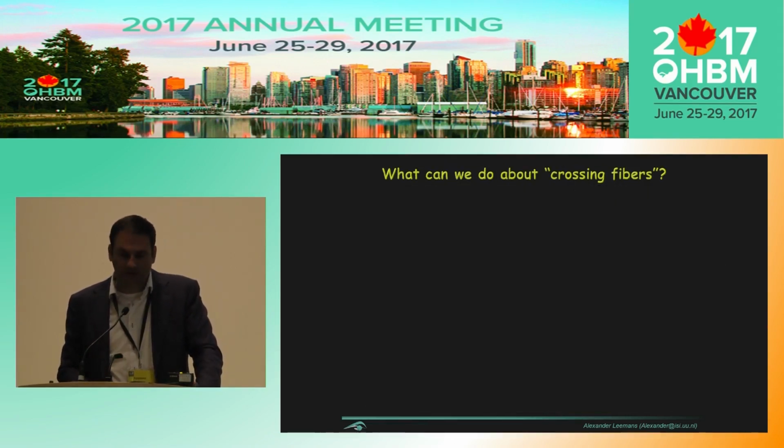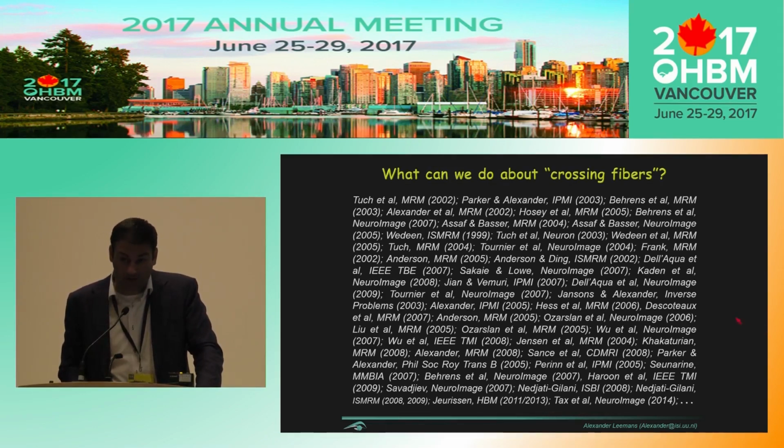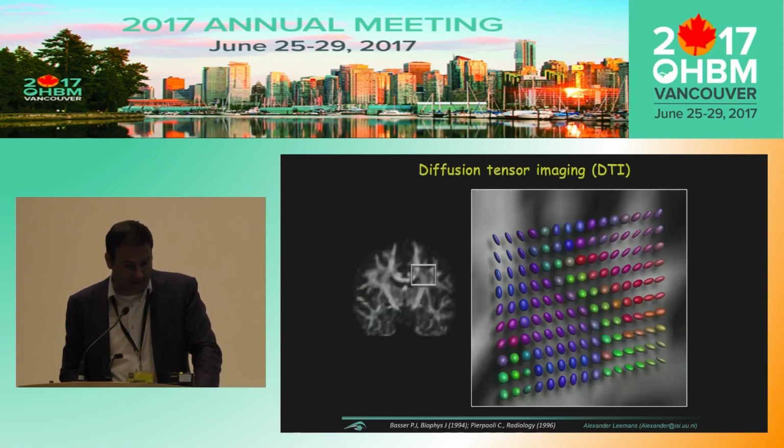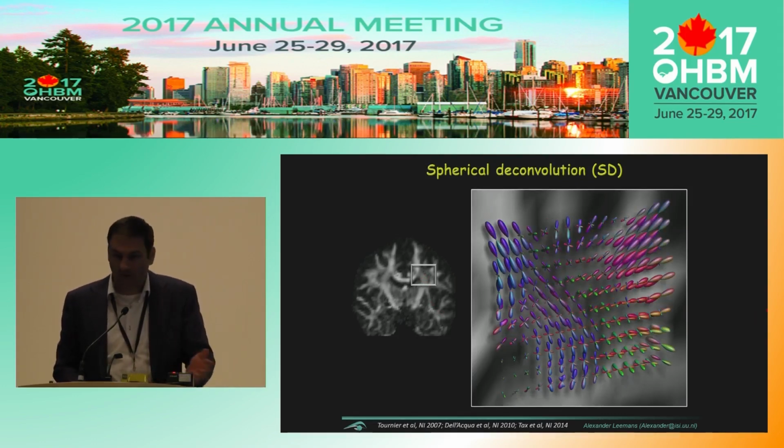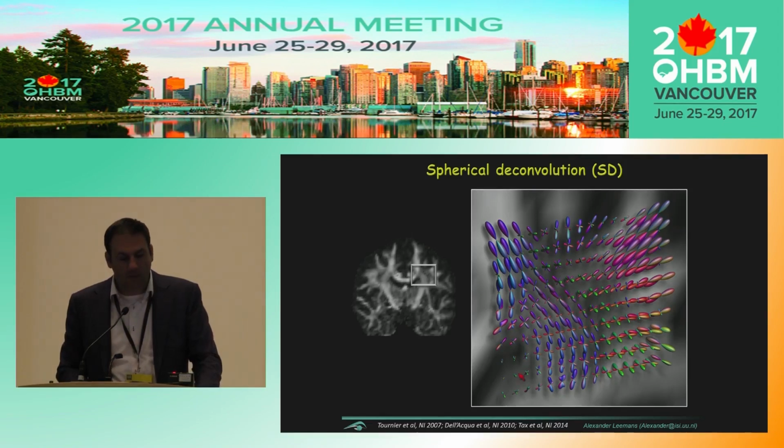So what can we do about these crossing fibers? Well, a lot. Okay, this is not even an exhaustive list, but this was just something about the last decade or so. The point I want to make is that we are aware of this, and people are trying to fix this. Okay, and so if you look at a data set over here in centrum semiovale, coronal section over here, this is what DTI would provide you. And then given the same data with another model, in this case a spherical deconvolution approach, you can get a lot more rich information about the different orientations that are captured within this voxel.